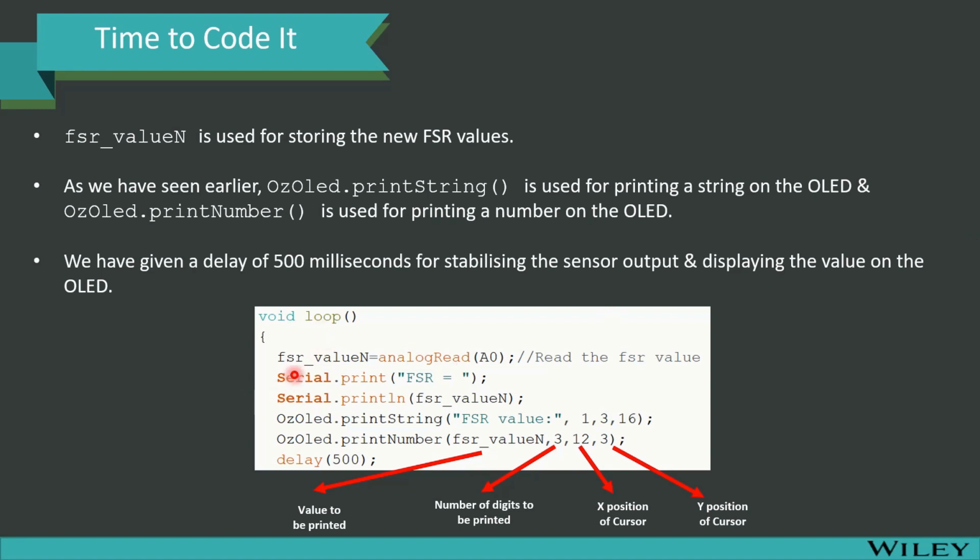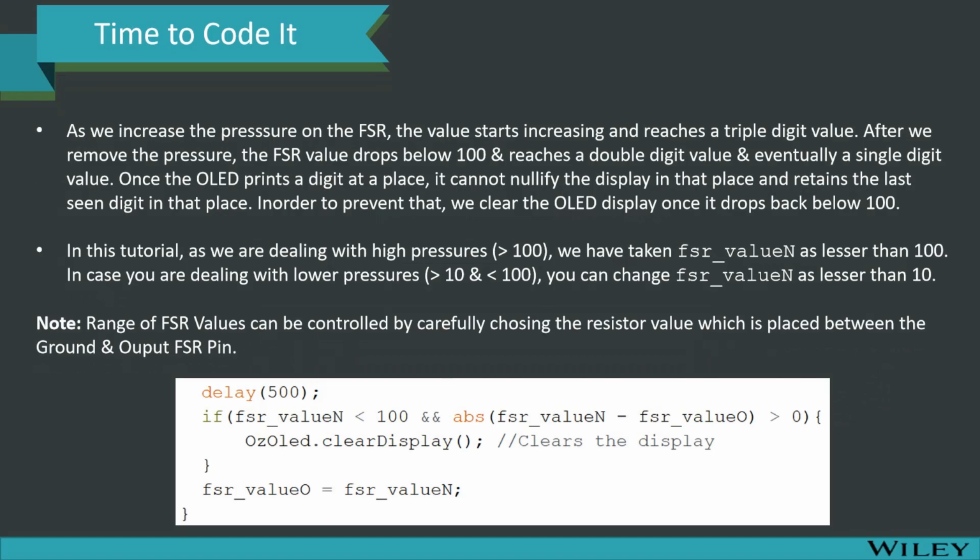In the loop, we have got FSR_value_n, and using analogRead, we are reading the FSR value. And these are all the print statements which you can see. And we are using OZ-OLED.printString FSR value, 1, 3, 16. This is explained clearly in the previous slide, where X, Y orientations and all these are explained with values. Now, OZ-OLED.printNumber is used for printing a number on the OLED screen, and this is the value to be printed. This is the number of digits to be printed. 12 is the X position and 3 is the Y position, and delay is 500 milliseconds for our reference.